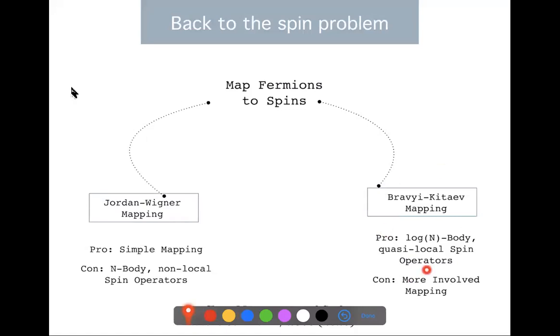But there are also other mappings, maybe less known in condensed matter, due to Bravyi and Kitaev, which is also a way to map fermions to spins in a way which is, in some cases, better suited especially for simulations with quantum computers, but also in some cases with classical ones.